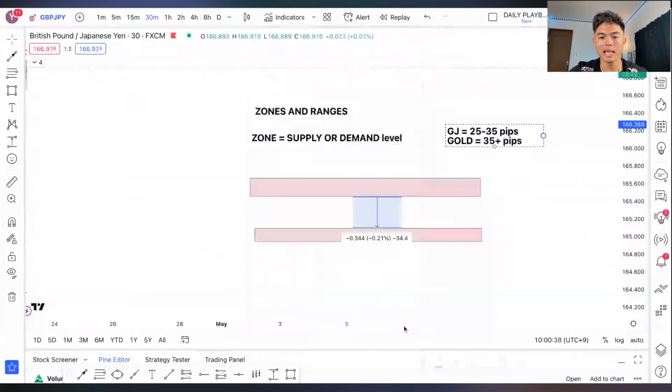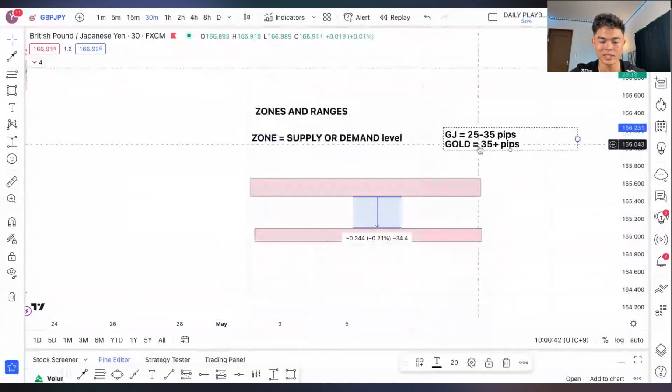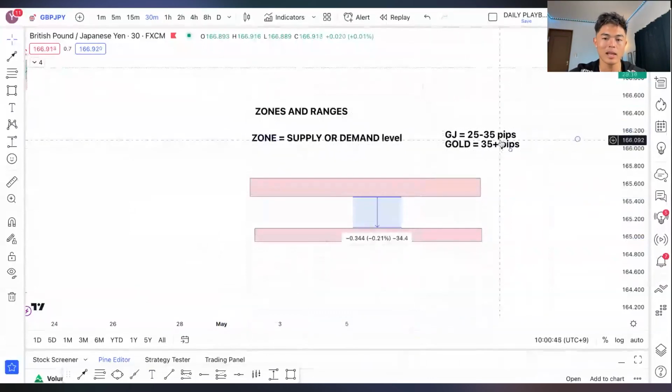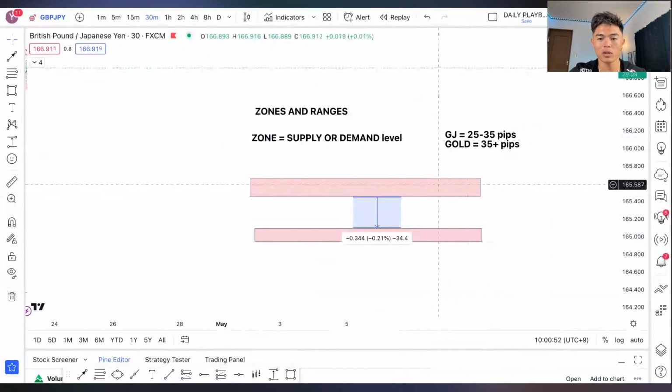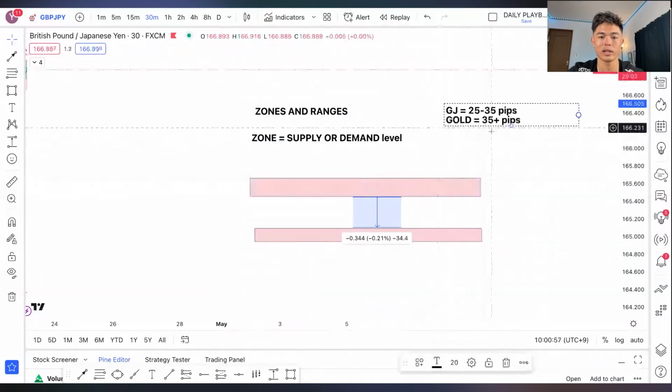So for gold, I like to see anywhere above 35 plus pips. The reason for it being higher than GJ is just because the spread and gold moves a lot more violently, and also it just has bigger moves than GJ does, right? So that's part of the reason why I've created these numbers as the range pips that I want to see before entering a trade, and it's very important.